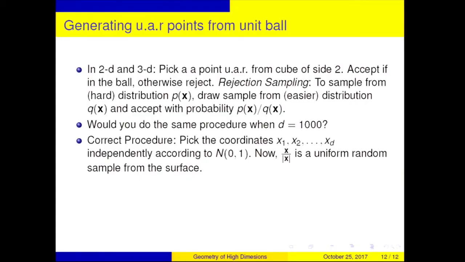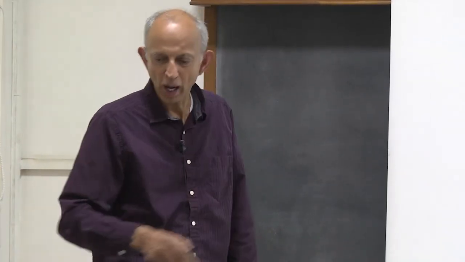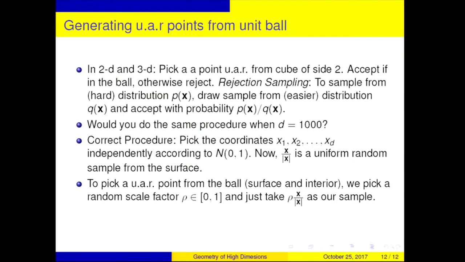Here's a procedure that does work for spheres. It doesn't work for general objects, and that's much more complicated. For spheres, the correct procedure is we pick x1 through xd independent from standard Gaussian. This is mean 0, variance 1, normal density. Now you normalize the length to 1. That's a uniform random point of length 1 from the surface of the sphere. But we want to pick from inside. So I'm going to scale it by a factor rho and take that as my sample.